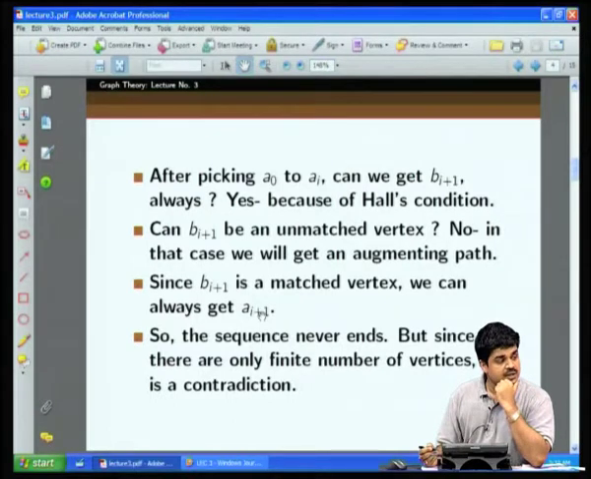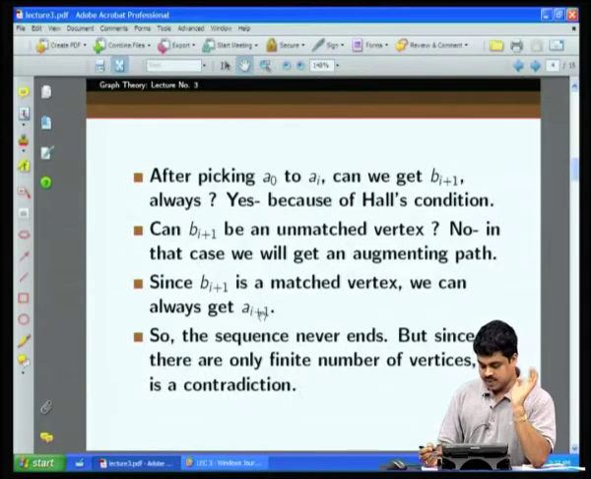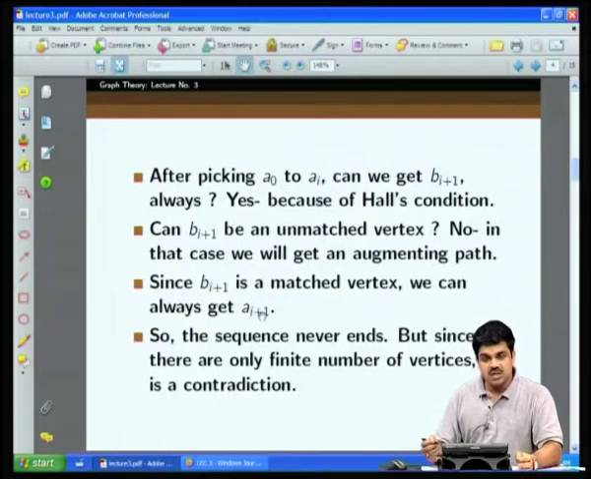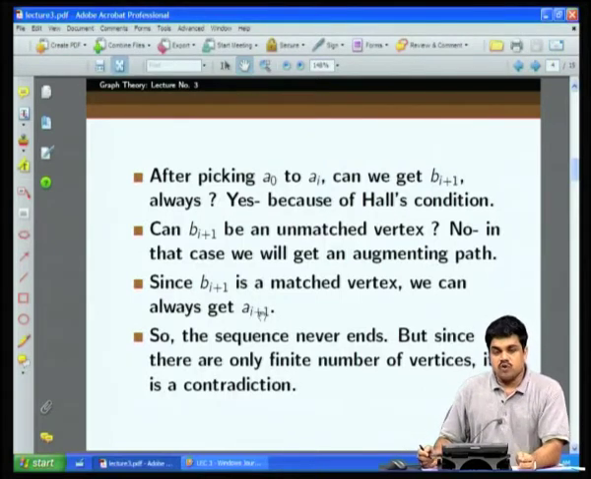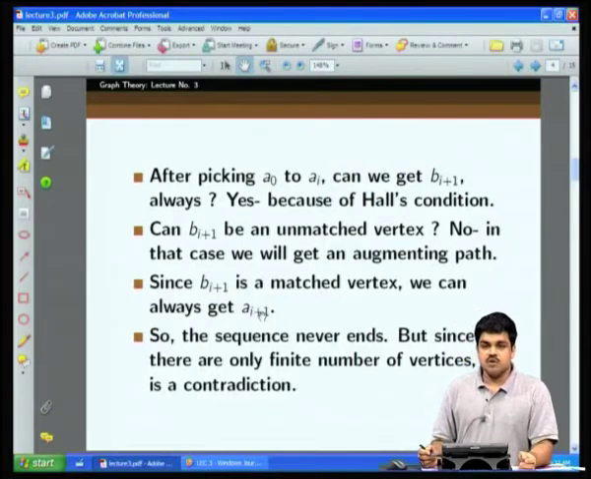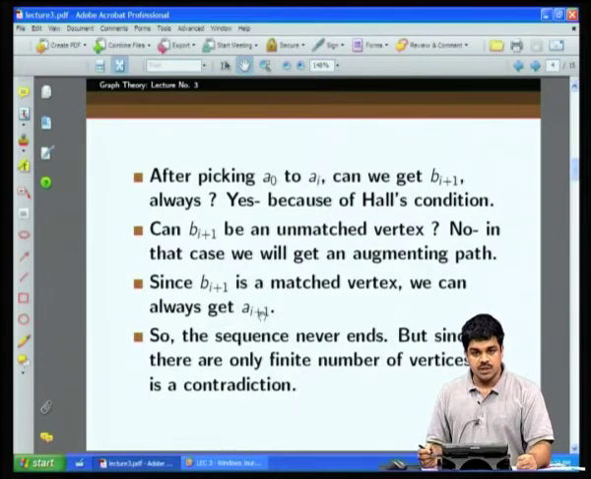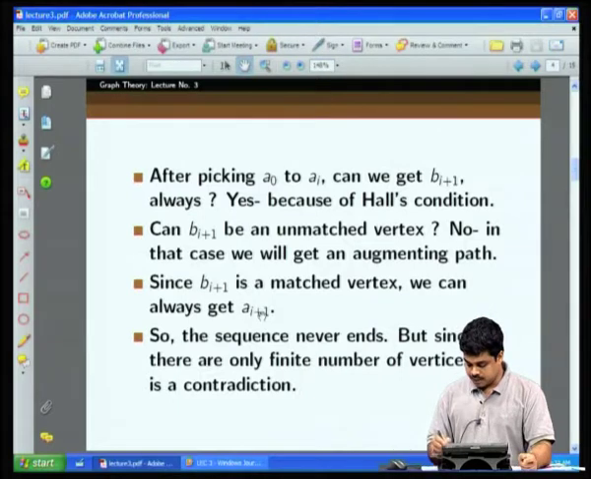So, that A0 was an unmatched vertex. So, we can infer that we can never pick up an unmatched vertex. That means all the vertices were matched by the maximum matching. That means we really had a matching of A in the graph. So, that is the inference. This is another proof of Hall's theorem. That means, if Hall's condition is satisfied, then there will be a matching of A in the bipartite graph.